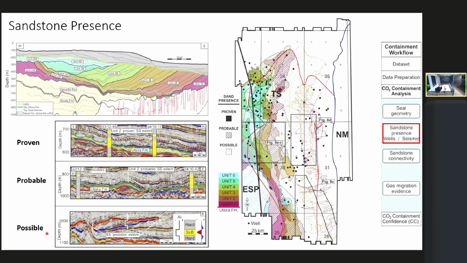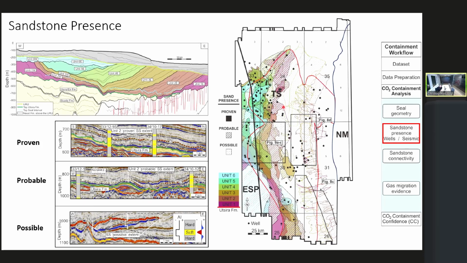So we've put these on this map as either solid, cross-hatched, or dotted for each of these, and then it's coloured by the unit of occurrence. What we can see is that most of the sandstones that are proven or probable, and in the lower units, are located on the western side of the aquifer. The aquifer is in red outline here, and most of the sandstones are on this side. On the eastern side, we do see sandstones, but these are mostly in the higher units.